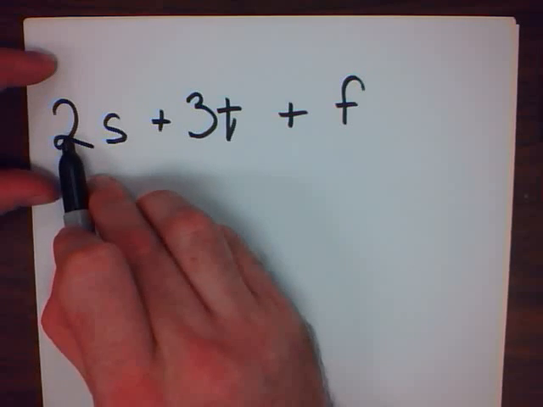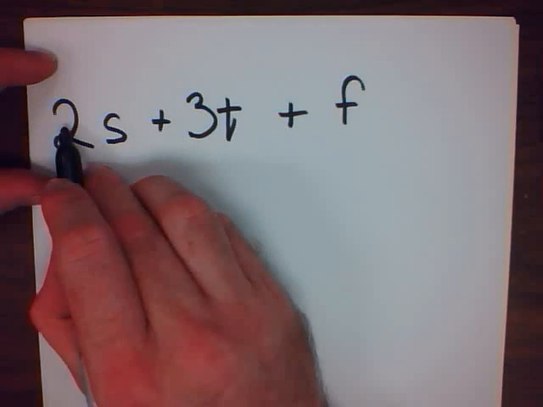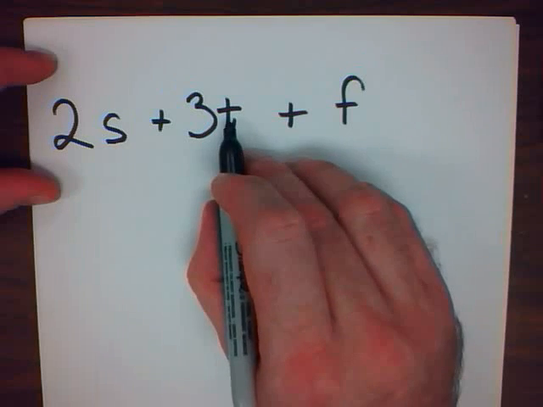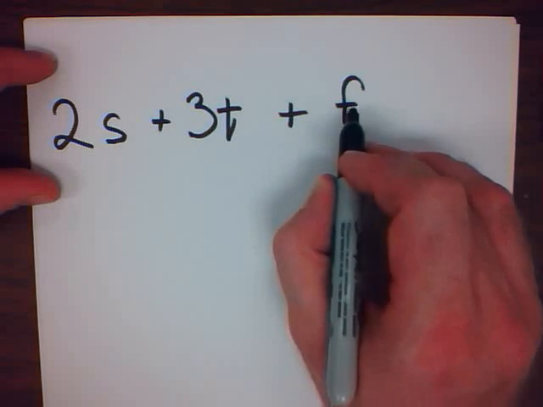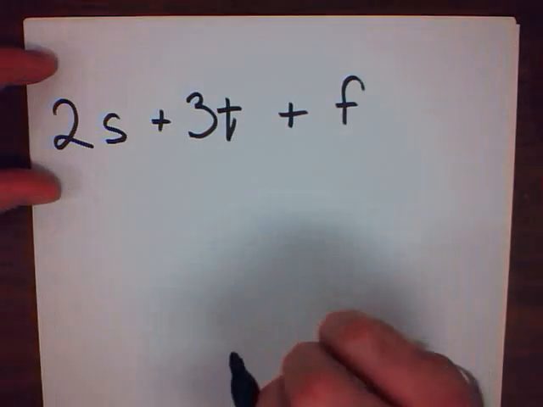Every shot taken is worth 2 points. So if there's 5, you multiply times 2. Every 3-point shot taken is worth 3 points. Every single foul shot is only worth 1 point. I can put a 1 here and multiply, but I don't need to.